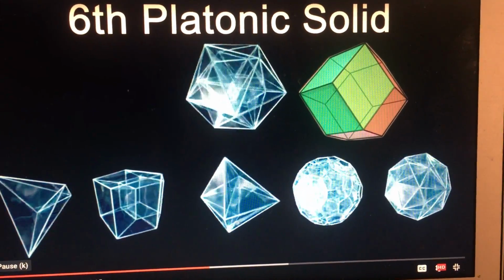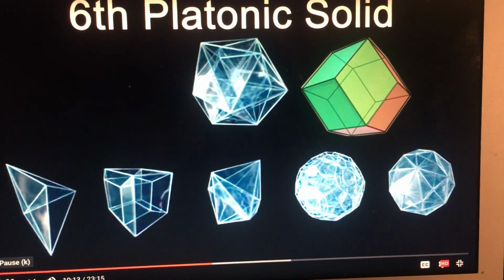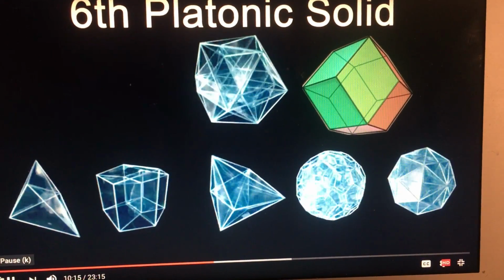And you'd think it gets even crazier as we move up. But guess what happens in 5 dimensions? There are now only 3 platonic solids. When we move to the 6th dimension, there are still 3. And as we continue to go up, we unfortunately only find 3 platonic solids.